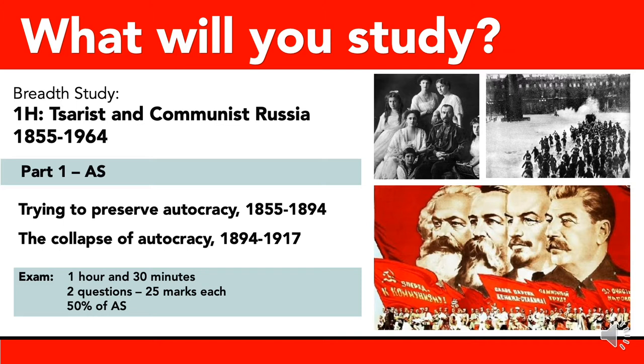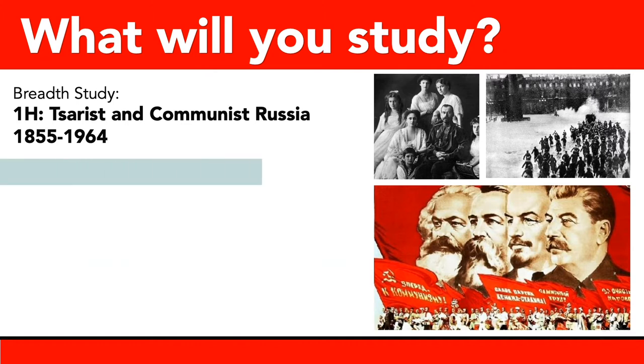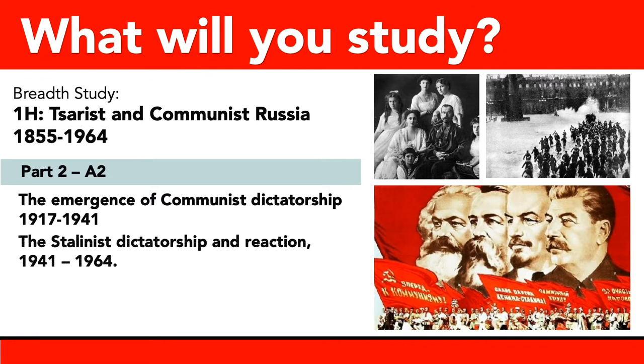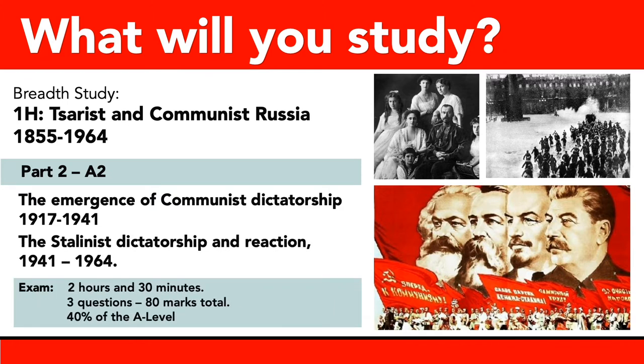In Unit 2, you will look at the emergence of the communist dictatorship and see how Vladimir Lenin consolidated communist rule. You will look at events such as the Russian Civil War and the attempts to transition Russia to a socialist state. In the latter half of the course, you will study the Stalinist dictatorship and you'll see different examples of Stalin's rule of terror. At the end of Year 13, you will sit a 2 hours and 30 minutes exam. You will have to answer 3 questions, which will total 80 marks. This is worth 40% of your A-level, alongside the British unit and your coursework module.